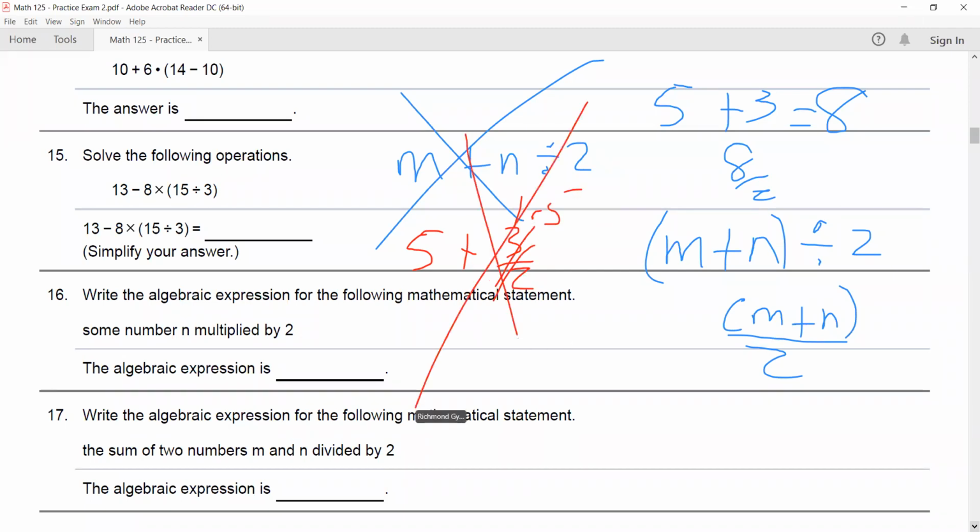So this is wrong. And that is why I put this in parentheses, so that you add m and n, get the sum, and then divide by 2, all right? So that's how you view this kind of problem. All right.